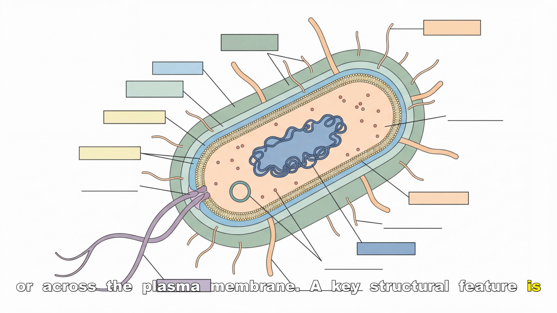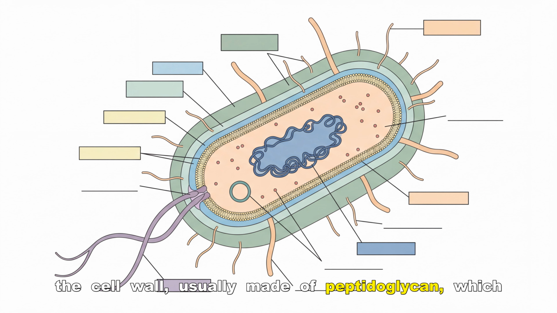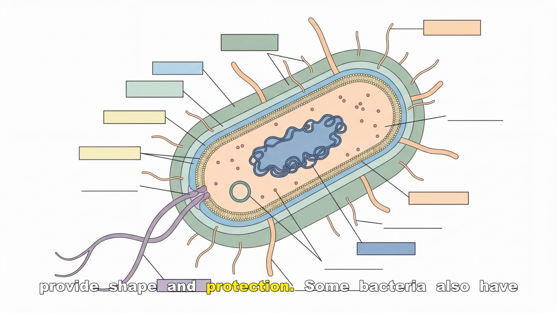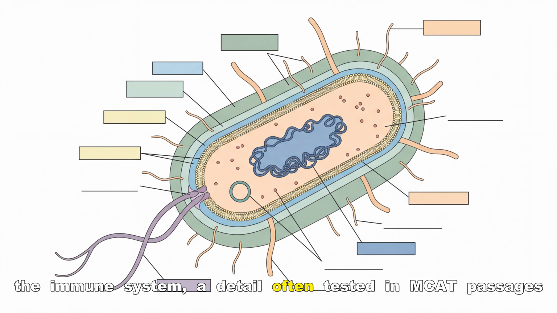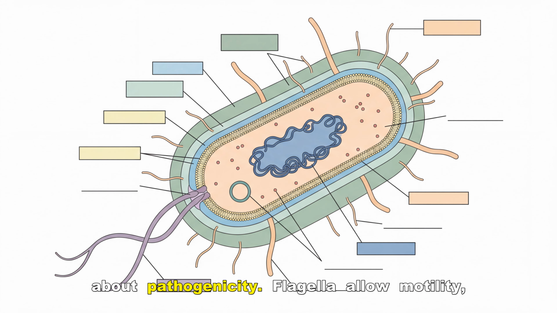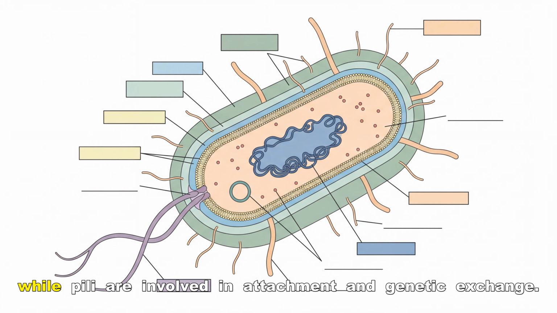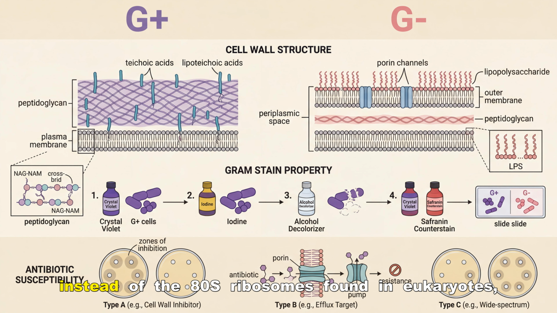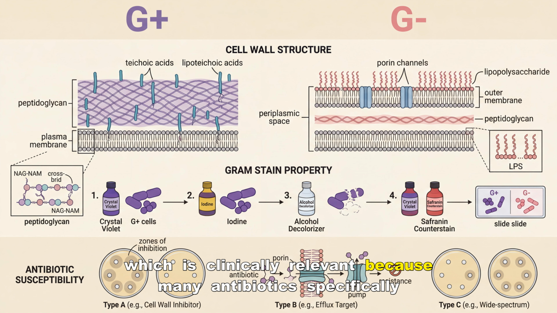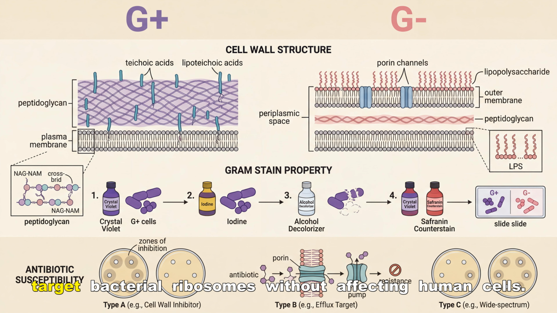A key structural feature is the cell wall, usually made of peptidoglycan, which provides shape and protection. Some bacteria also have an outer capsule that enhances virulence by helping them evade the immune system, a detail often tested in MCAT passages about pathogenicity. Flagella allow motility, while pili are involved in attachment and genetic exchange. Ribosomes are present but are smaller, 70S, instead of the 80S ribosomes found in eukaryotes, which is clinically relevant because many antibiotics specifically target bacterial ribosomes without affecting human cells.